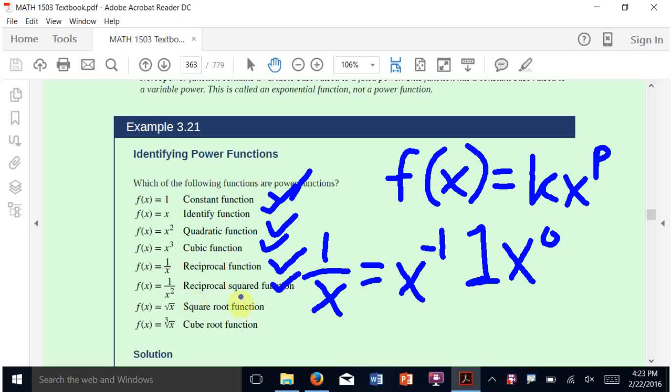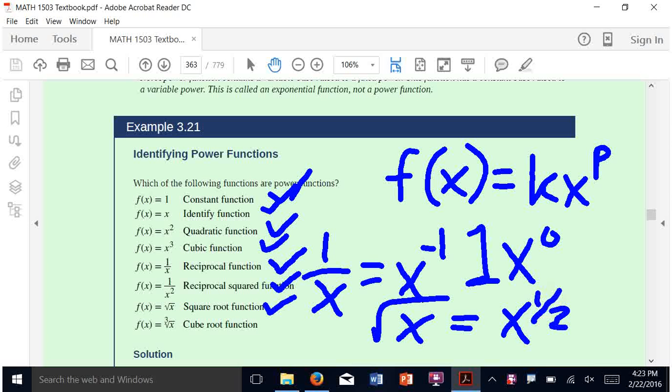Check. How about the square root? Well, the square root of x can also be written as x to the 1/2. Is 1/2 a real number? Yeah. The cube root could be written as x to the 1/3. So in fact, all of these are power functions.